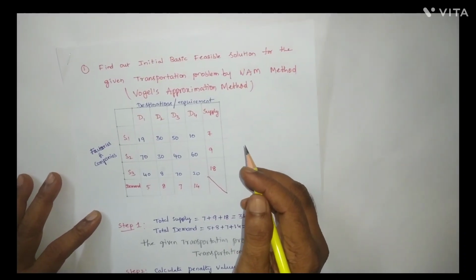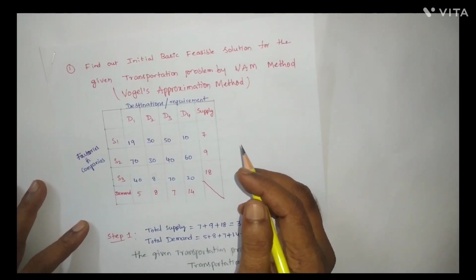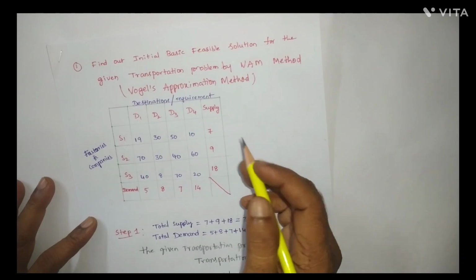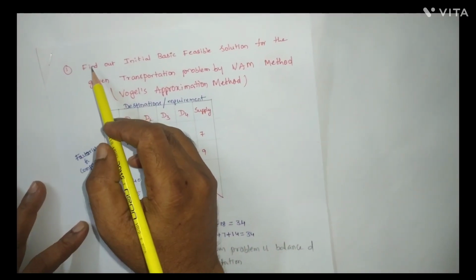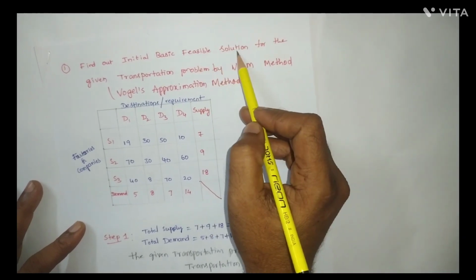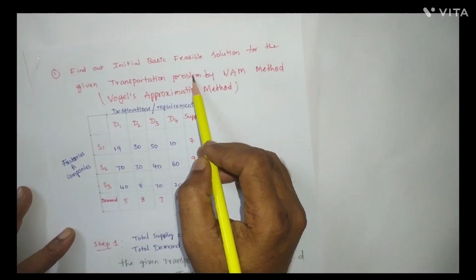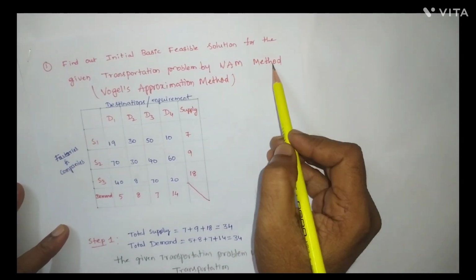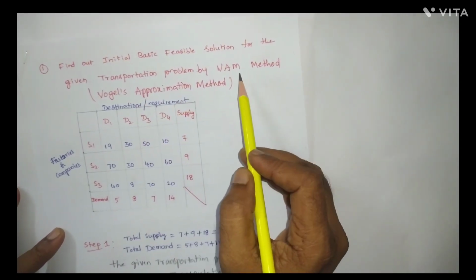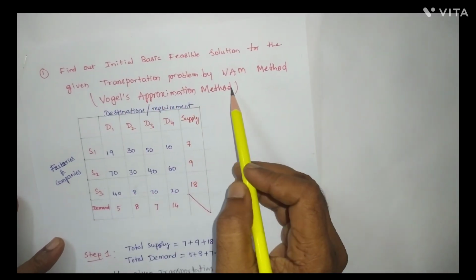Today I am going to explain Vogel's approximation method in transportation problems. Find the initial basic feasible solution for the given transportation problem by VAM method. VAM method is also known as Vogel's approximation method.